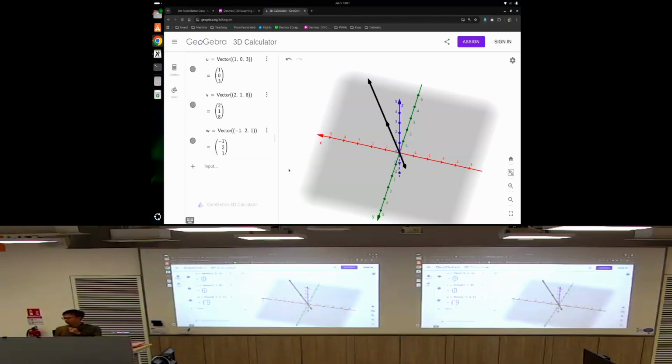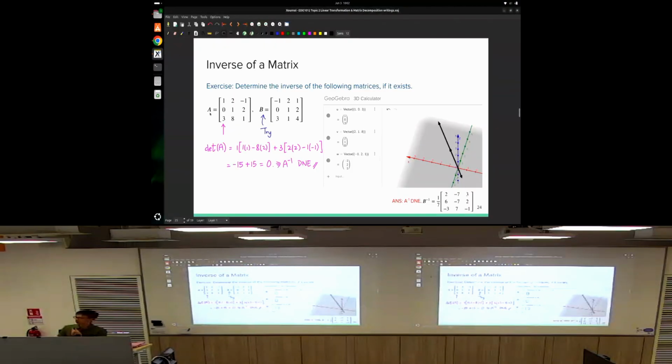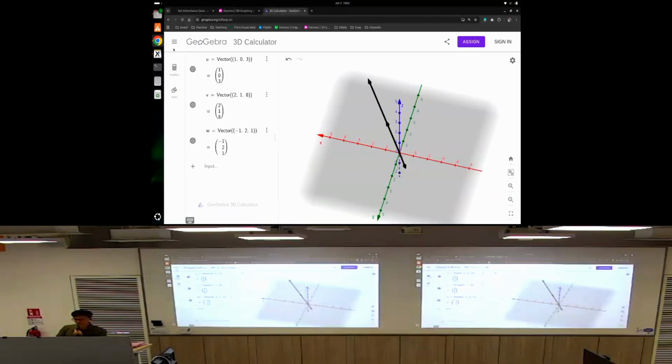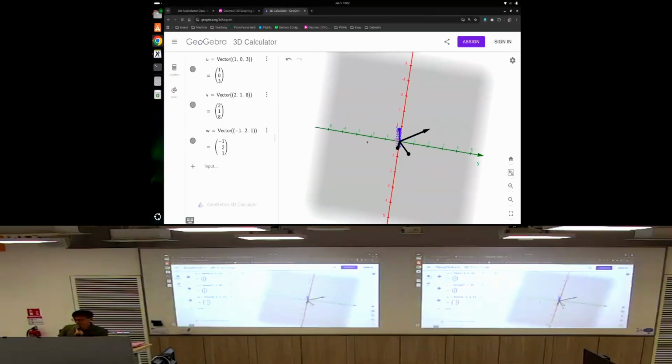Right. Okay, so before I proceed to find the inverse of matrix B with you, you can verify the determinant of matrix A being 0 from this plotting here. Because if you look at matrix A and you try to plot out the column vectors, the column vectors are the output vectors of the linear transformation. So 1, 0, 3, 2, 1, 8 and minus 1, 2, 1.